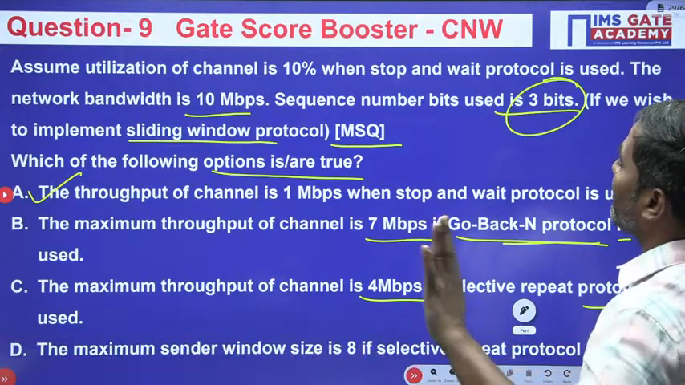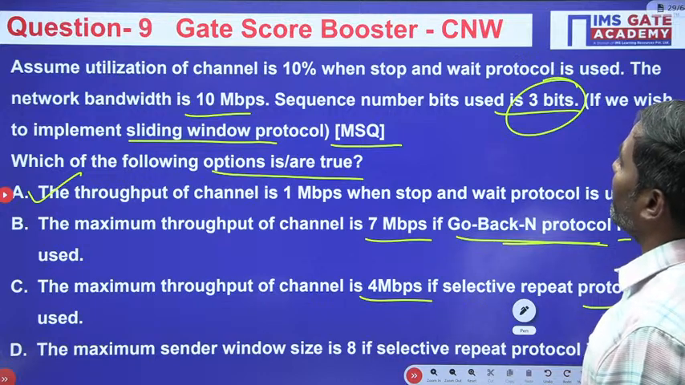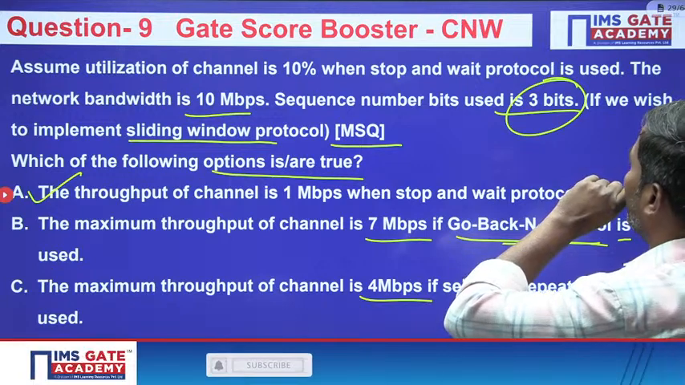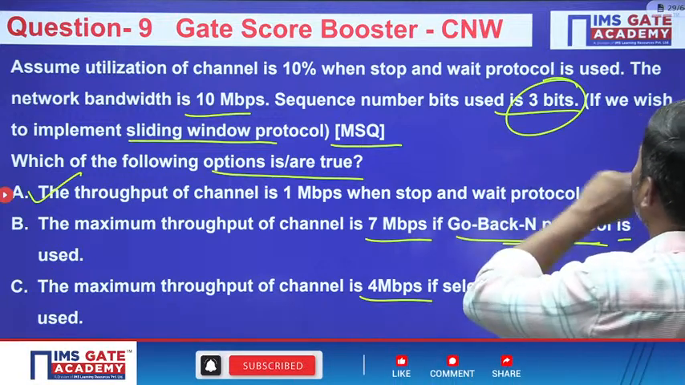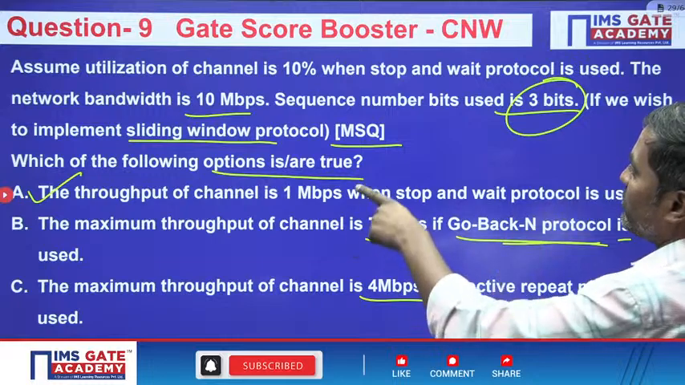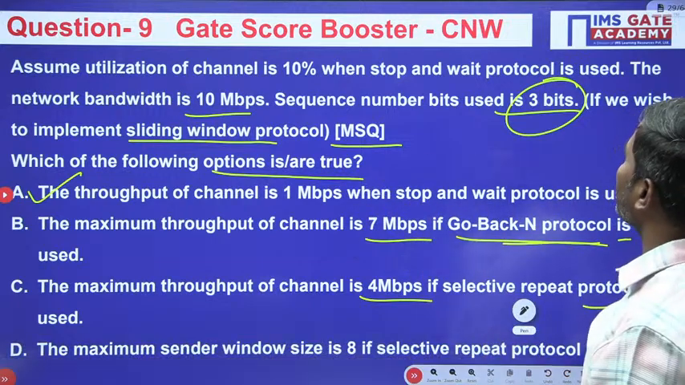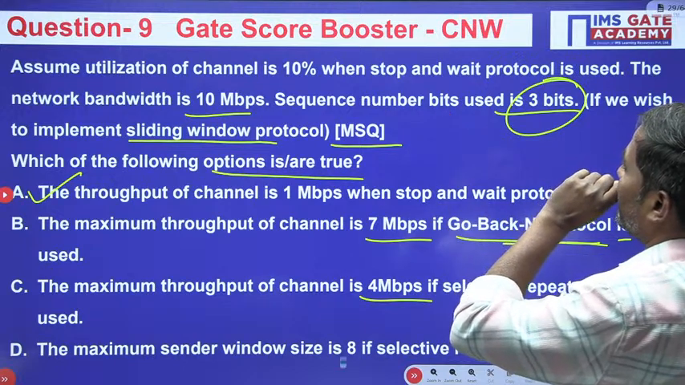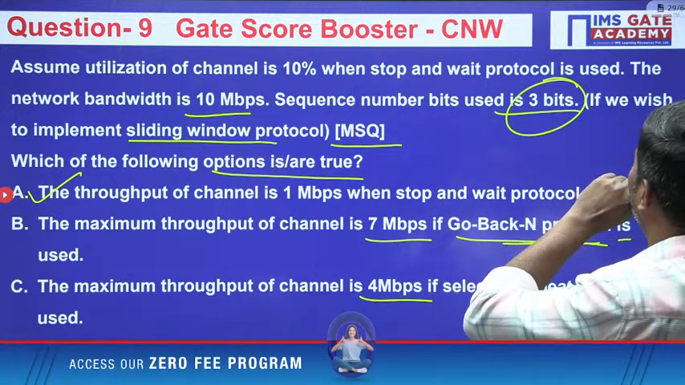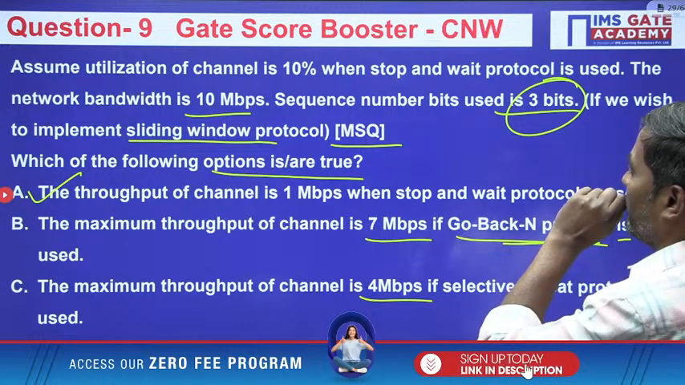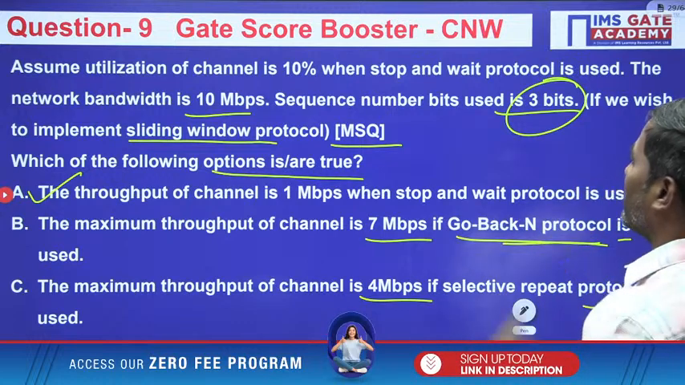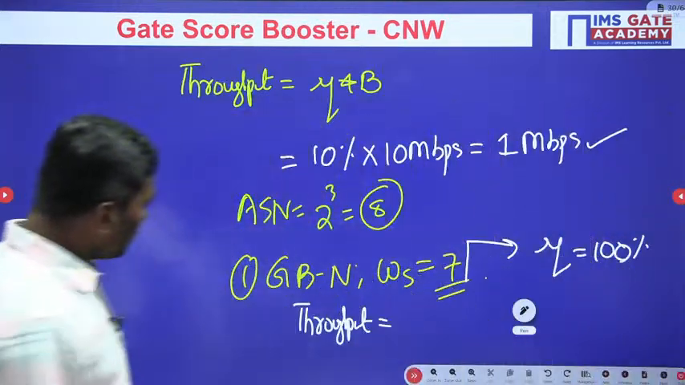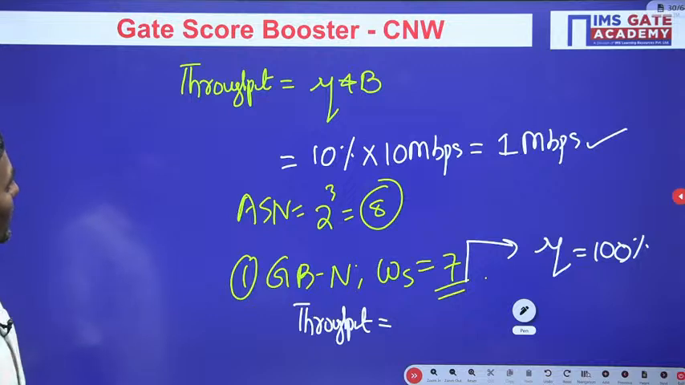The network bandwidth is 10 megabits per second. A 10 megabits per second network capacity is there. Sequence numbers are used in 3 bits. If you wish to implement the sliding window protocol, yes, that utilization is 10%. So a total of 8 is possible here. Okay, just think here. Now what throughput can be generated here?